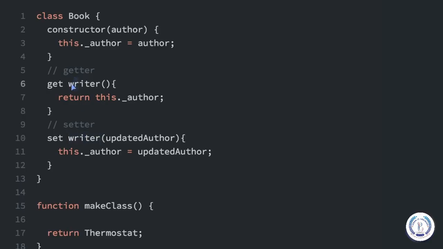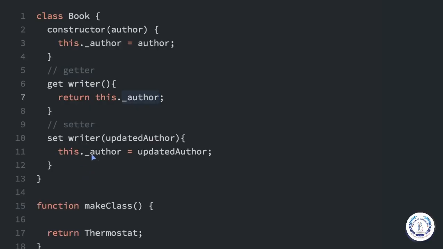Getter functions are meant to simply return or get the value of an object's private variable to the user without the user directly accessing the private variable. So the private variable is this._author that gets set when you construct the object. And then when we do get writer, it's going to return this._author. So you never actually interact directly with this variable, but it's going to get the writer, which is the author here.